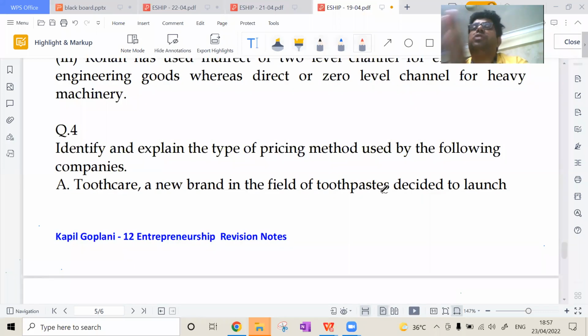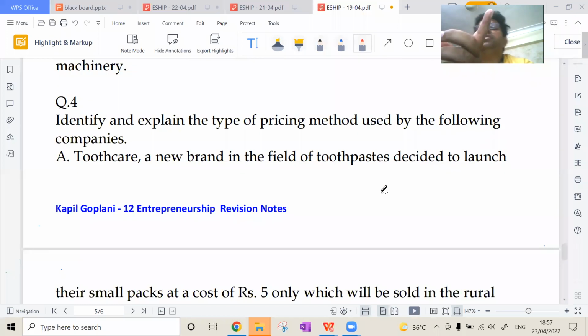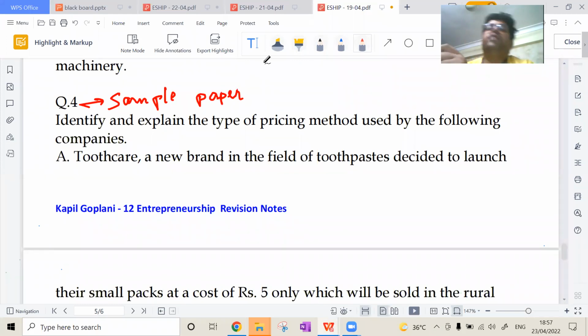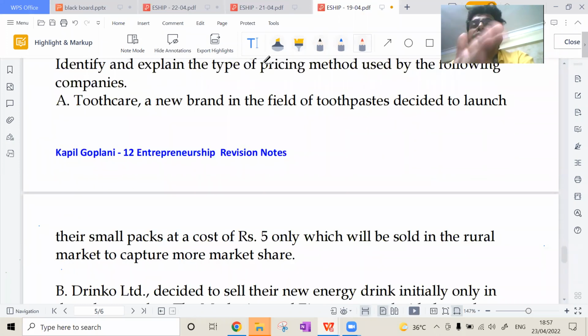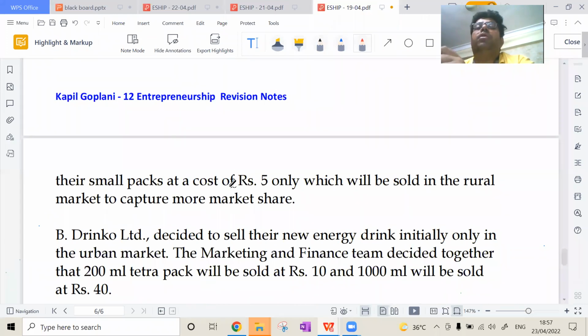Now coming on to question 4. This question was from the recent sample paper of CBSE, beta. First, identify and explain the type of pricing method. A tooth care brand in the field of toothpaste decided to launch a small pack costing ₹5 only, which will be sold in rural areas to capture more market share.